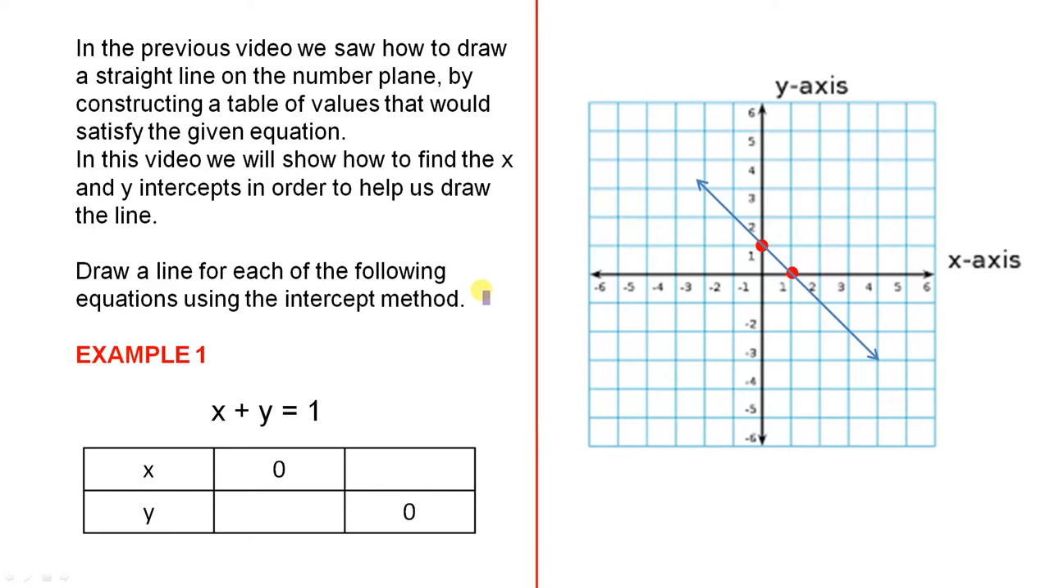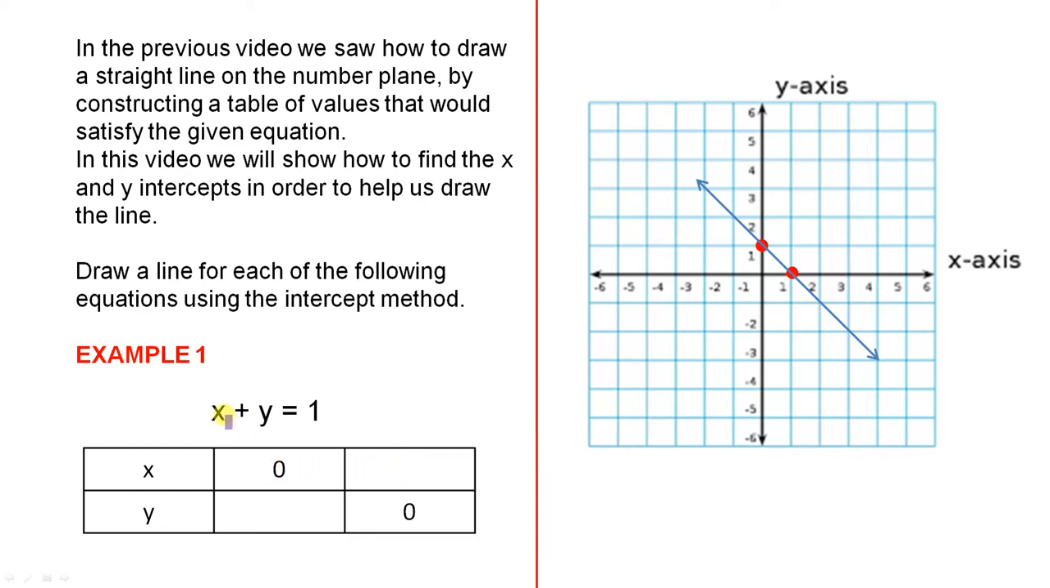Draw a line for each of the following equations using the intercept method. With example 1 we have the equation x plus y equals 1. Now if we let x equals 0, that gives us where the line cuts the y-axis. Then if we let y equals 0, that tells us where the line cuts the x-axis. And that's why it's called the intercept method.